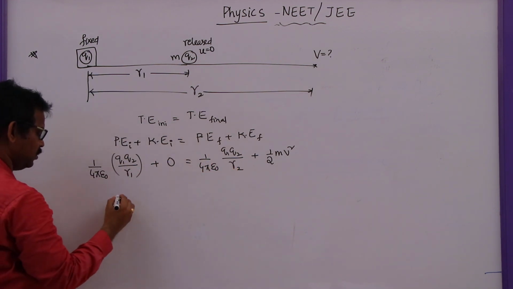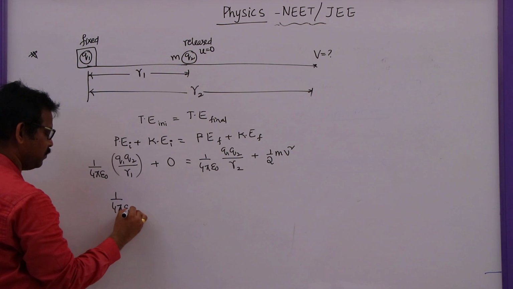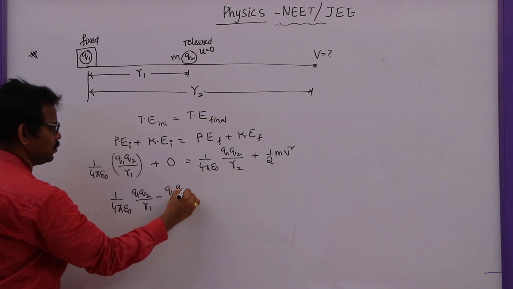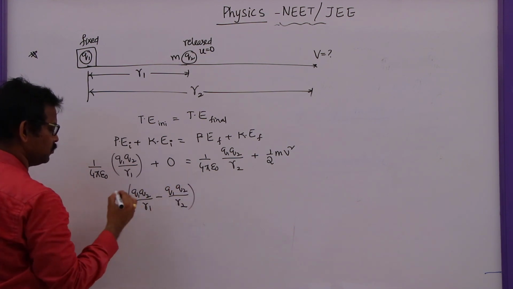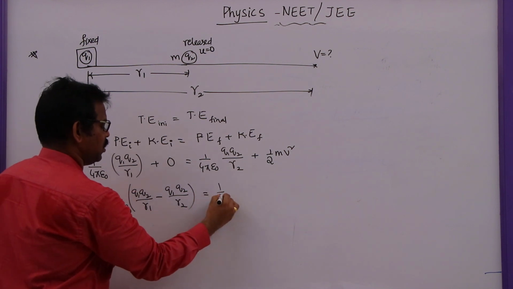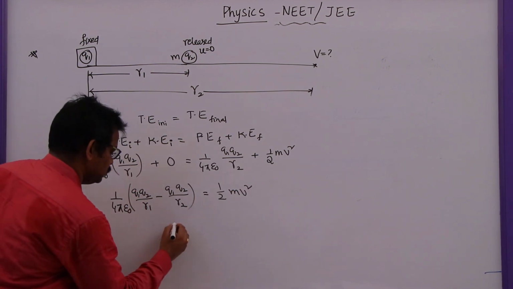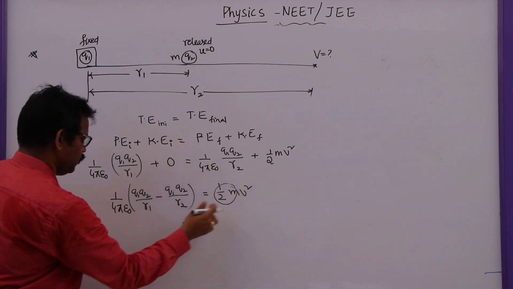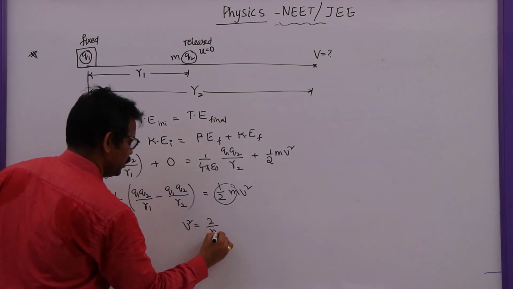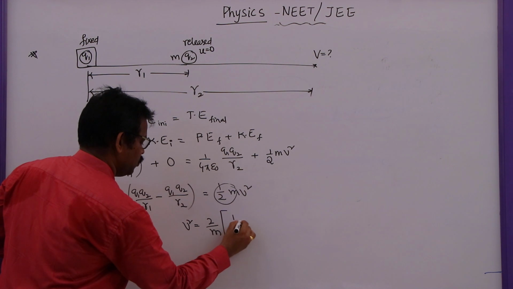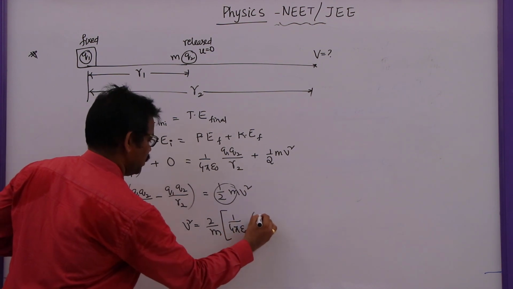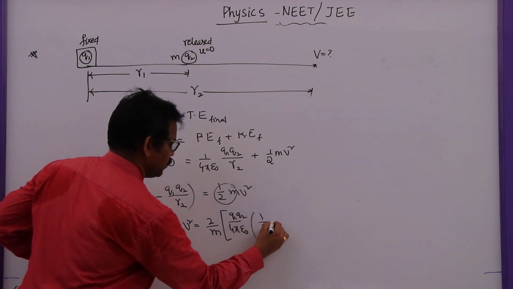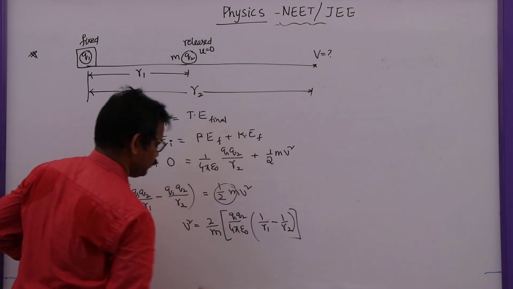So if you bring this one to this side, you can write 1 by 4 pi epsilon naught, q1 q2 by r1 minus q1 q2 by r2 is equal to half m v square. So this can be written as v square is equal to, this m by 2 when it comes to this side will become 2 by m into 1 by 4 pi epsilon naught q1 q2, let me take it as common, the remaining terms are 1 by r1 minus 1 by r2.